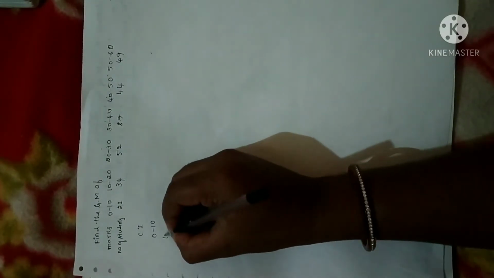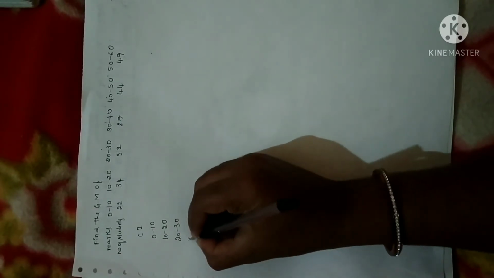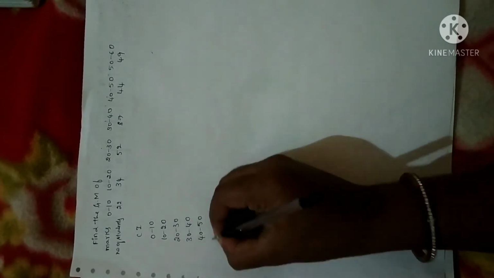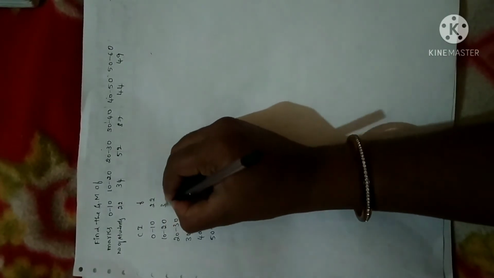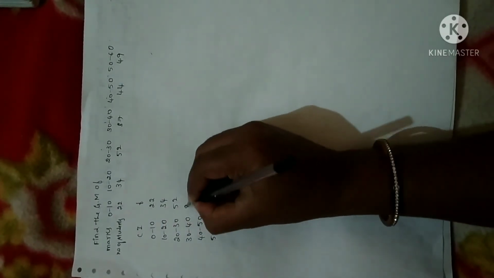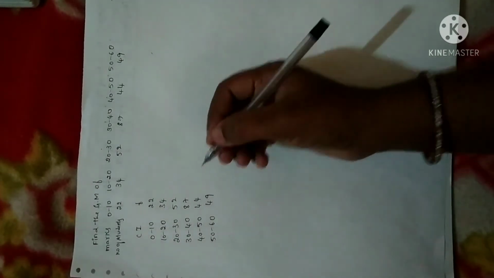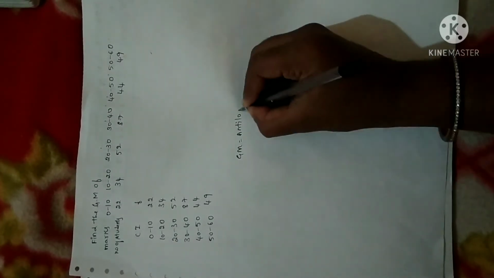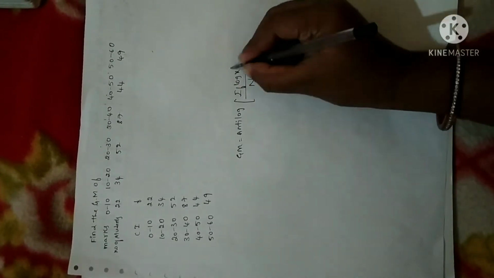Class interval 0 to 10, 10 to 20, 20 to 30, 30 to 40, 40 to 50, 50 to 60. Frequency is given: 22, 34, 52, 87, 44, 49. Fine. Now let me write the formula. Geometric mean is equal to anti-log of sigma f log x divided by capital N.